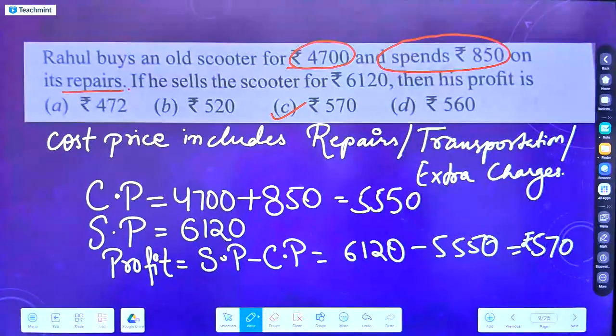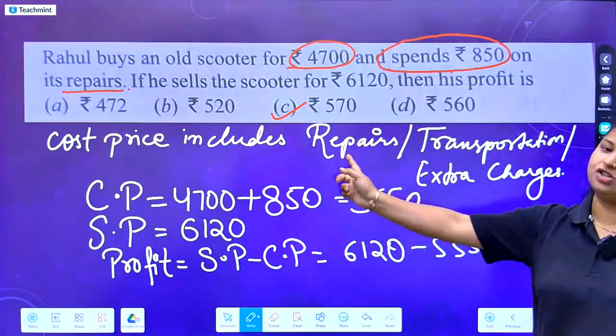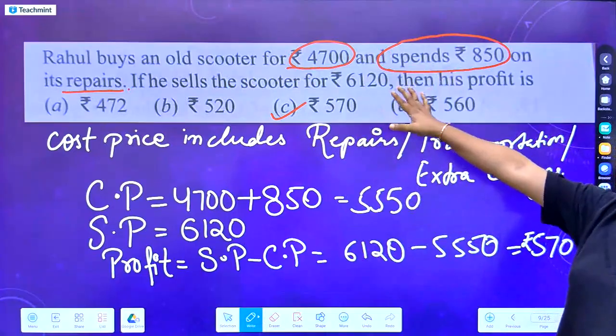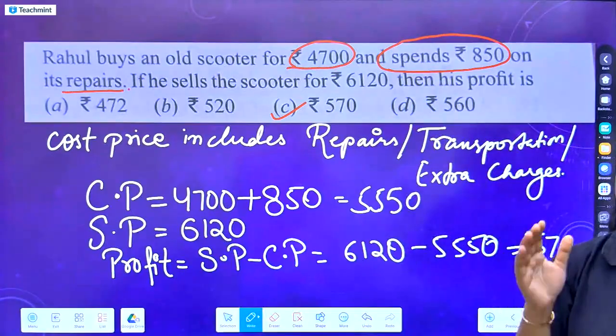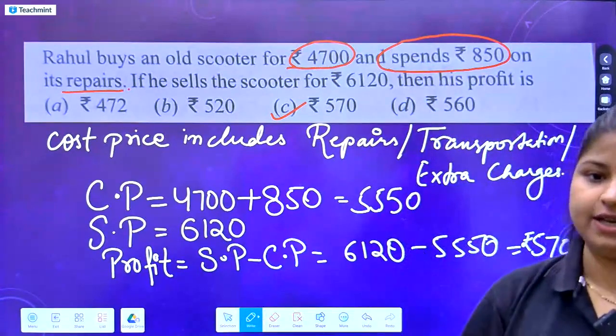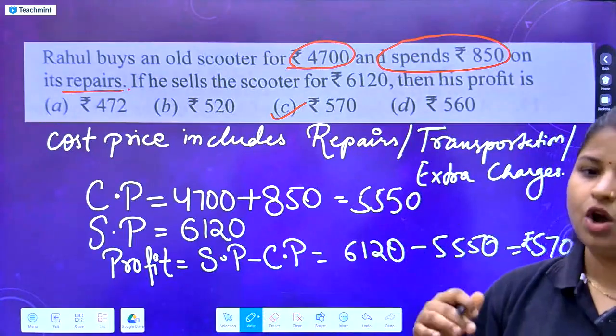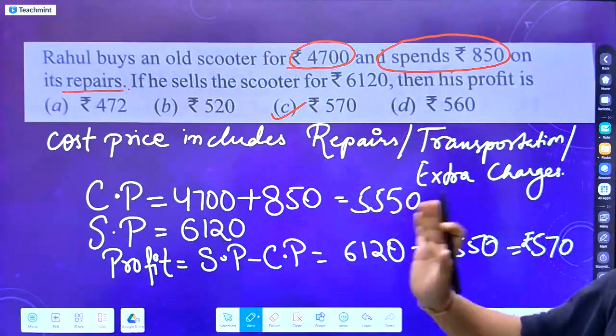Ma'am, misclick. Okay, misclick, but still, this is the concept that you have to remember: if in the question you have a cost price and apart from that you have been given any kind of extra charges like spent on repairs or transportation, lodging, always include that in cost price.